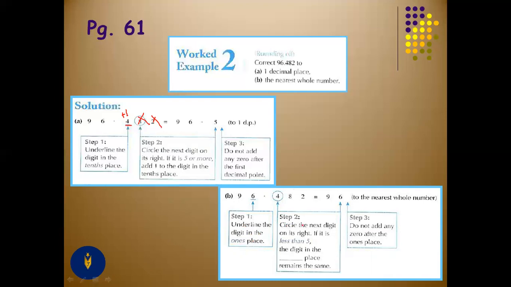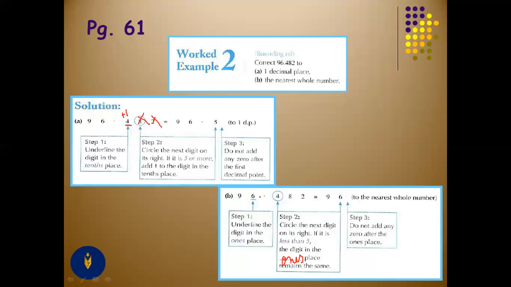देन स्टेप 2 इज सर्कल द नेक्स्ट डिजिट ऑन इट्स राइट, और यू कैन सी दैट पॉइंट के बाद जो आपका फर्स्ट नंबर है 10th प्लेस पे उसको आपने जो है सर्कल करना है. एंड यू हैव टू चेक if it is less than 5, the digit in the ones place or unit place remains the same, and we will not add any zero after the ones. Okay, so it means that whole number में convert कर रहे हैं तो definitely जो है decimal की inclusion नहीं होगी.